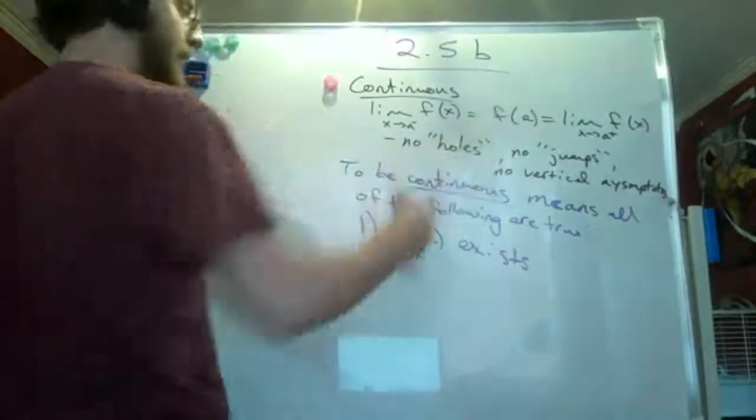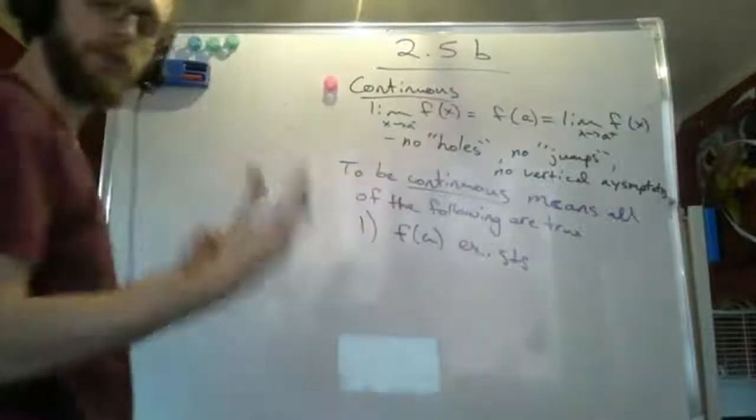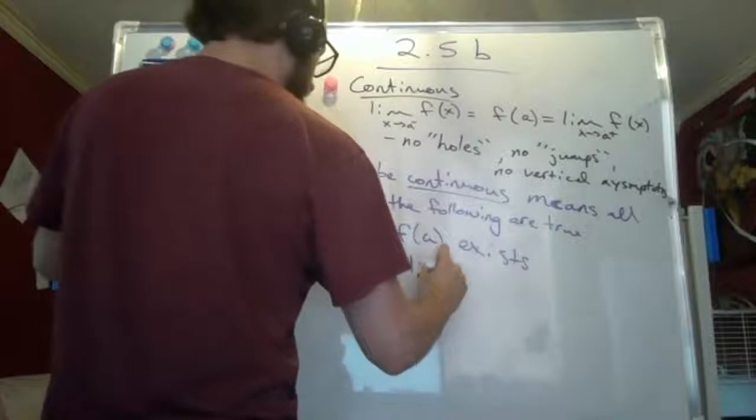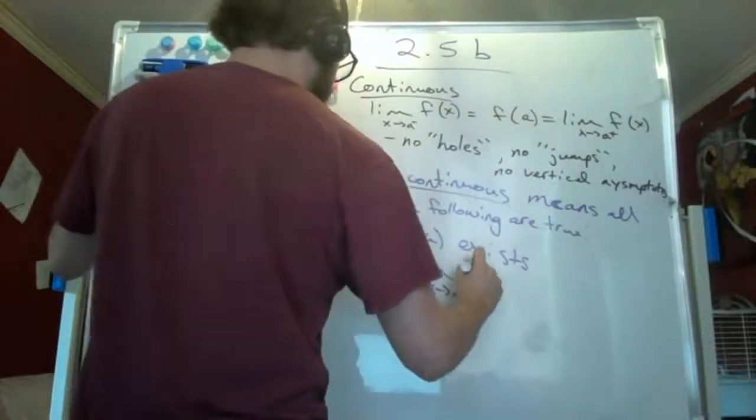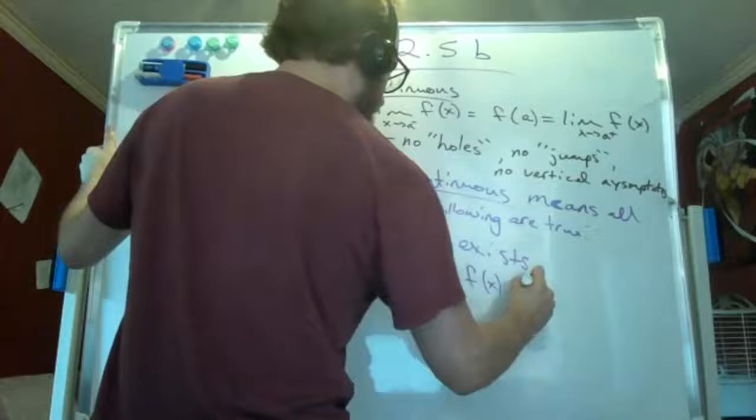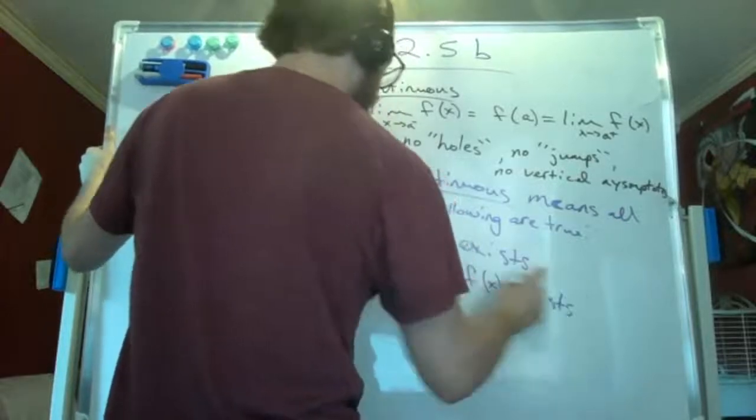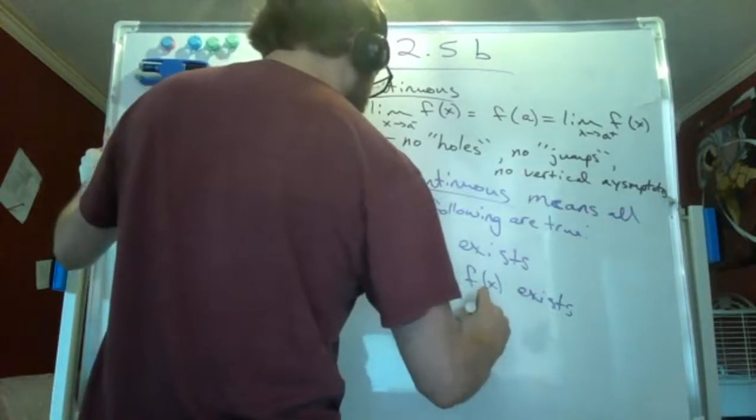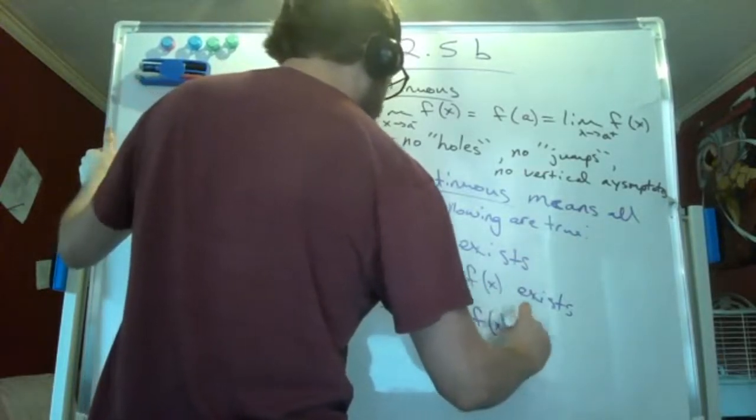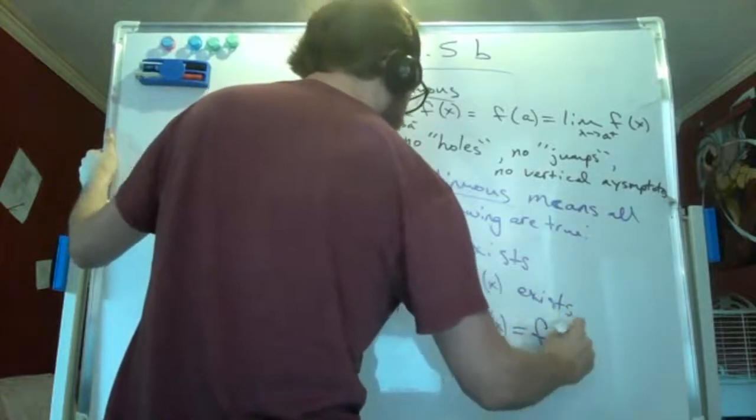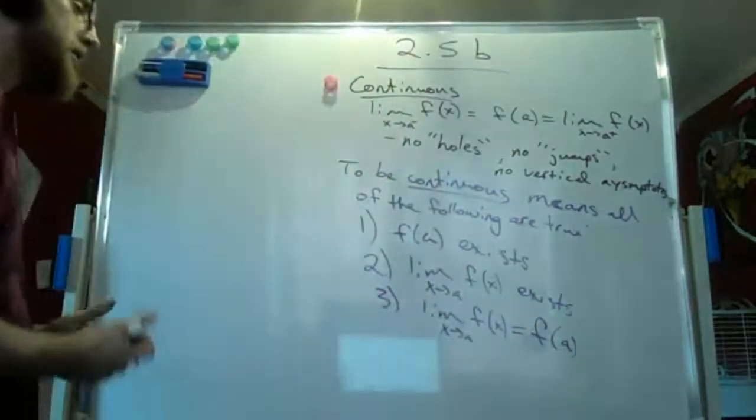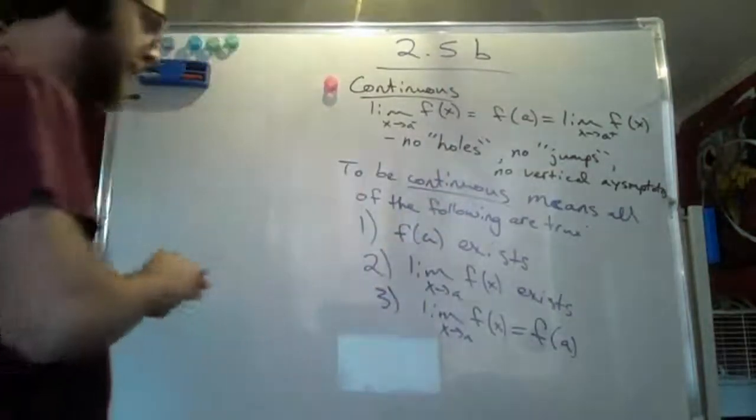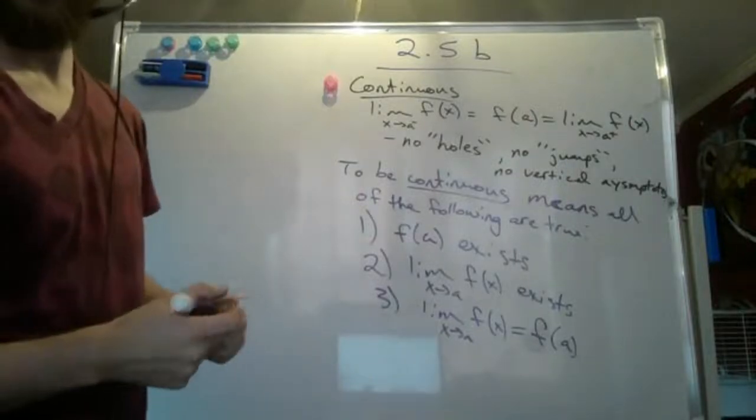That means the point at a for the function f has to exist. 2, the limit as x goes to a for f of x also has to exist. And lastly, not only does the limit exist as x goes to a for f of x, but it has to equal whatever f of a is. If all of these three things happen, then the function is continuous at a. Okay, so far so good.